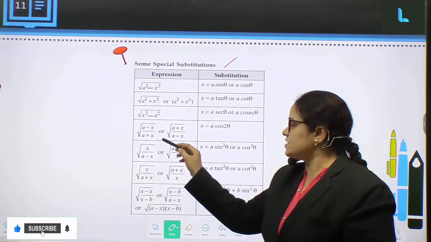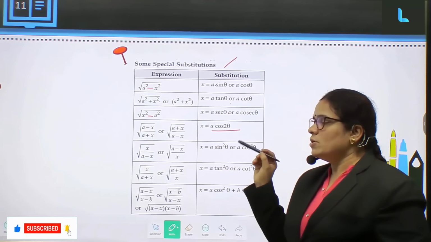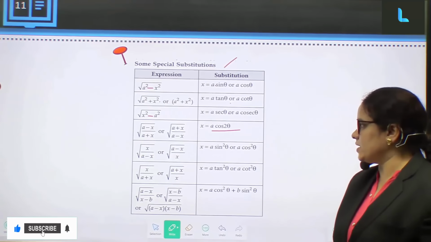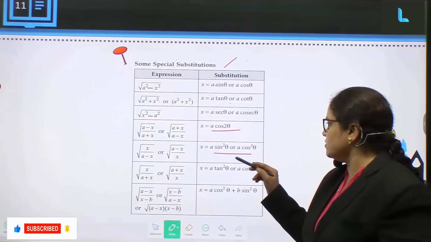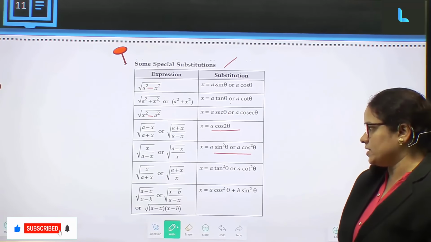And for square root of (a minus x) by (a plus x) or square root of (a plus x) by (a minus x), the substitution is x equal to a into cos 2 theta. And for this one, put x equal to a into sin square theta or a into cos square theta.